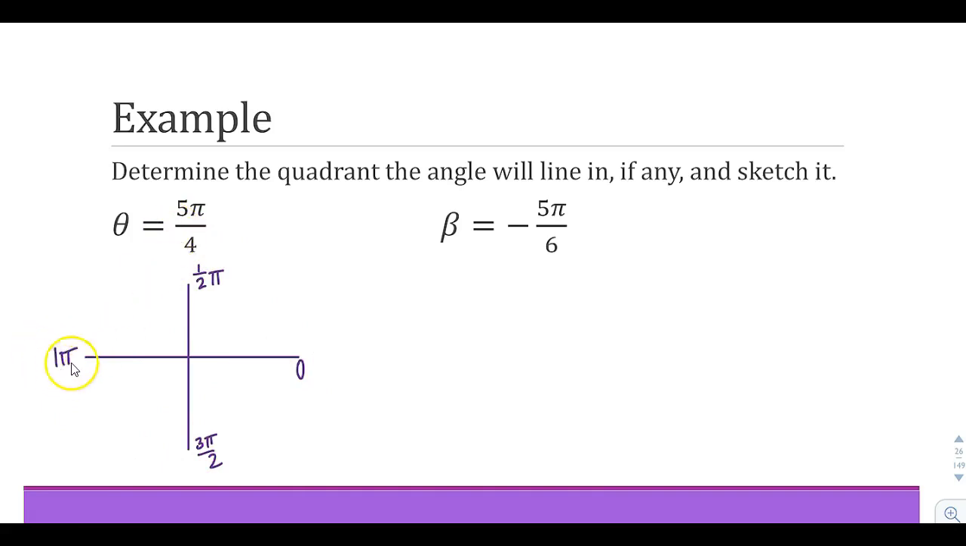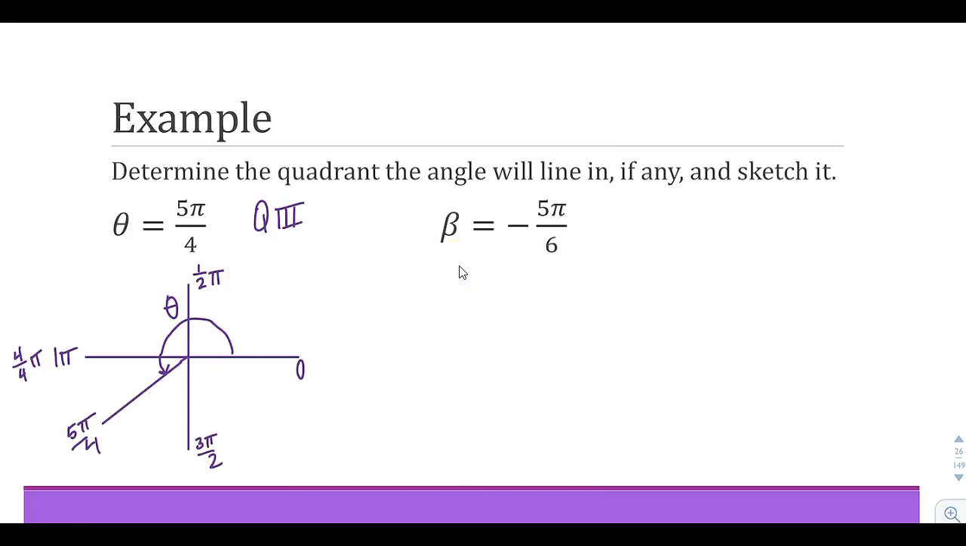So 5 pi over 4, well, what I'm going to remember here is that 1 pi is the same as 4 over 4 pi. So I need to go an extra fourth. So 5 pi over 4 is going to be right here. So I need to connect that. This is 5 pi over 4. So it's going 1 pi and then another fourth of the way. That is my angle theta. So the answer here, the quadrant, is quadrant 3.